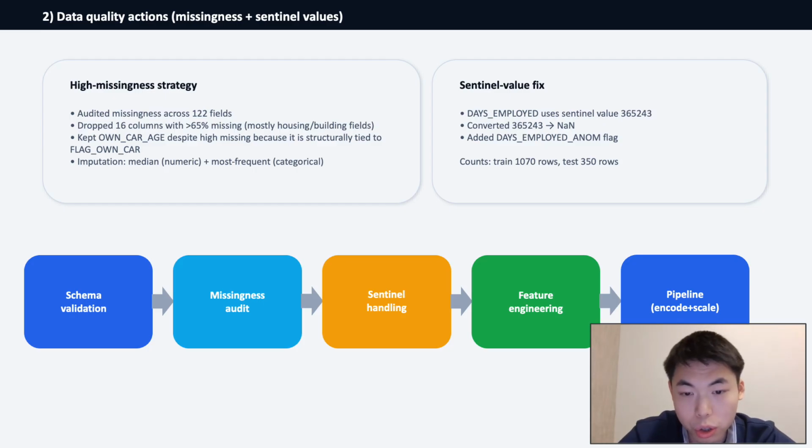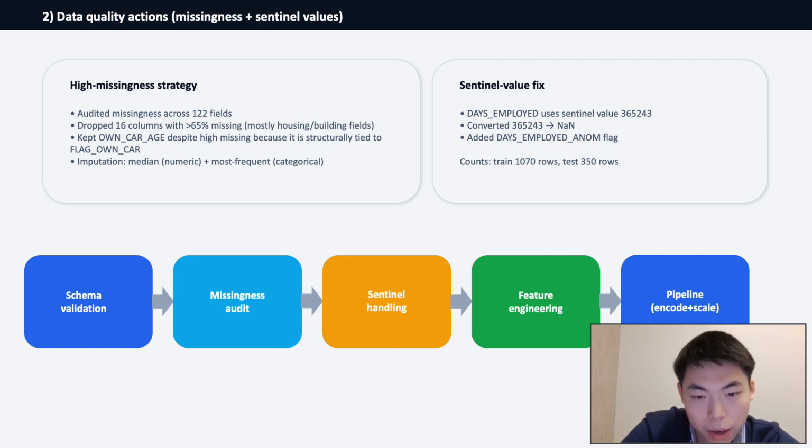Another important issue is the variable days employed. It contains 365243, which is not a real employment length. So we recoded the value, replaced it with missing, and created an anomaly flag for it. We also built a few simple new features such as age in years, years employed, credit-to-income ratio, annuity-to-income ratio, and average external score.